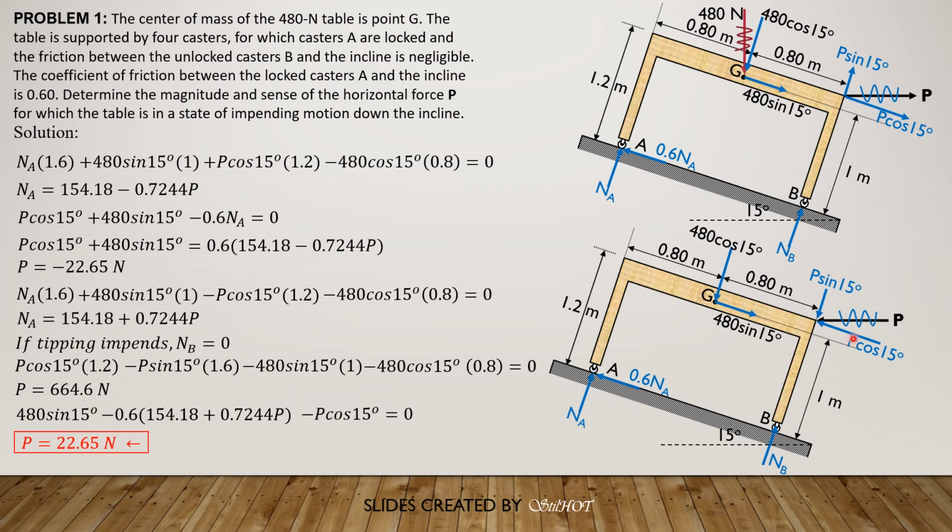So this P here will just be the amount of force that will prevent sliding of the table down the incline, but motion is still impending down the incline. So that's the answer to the first problem.